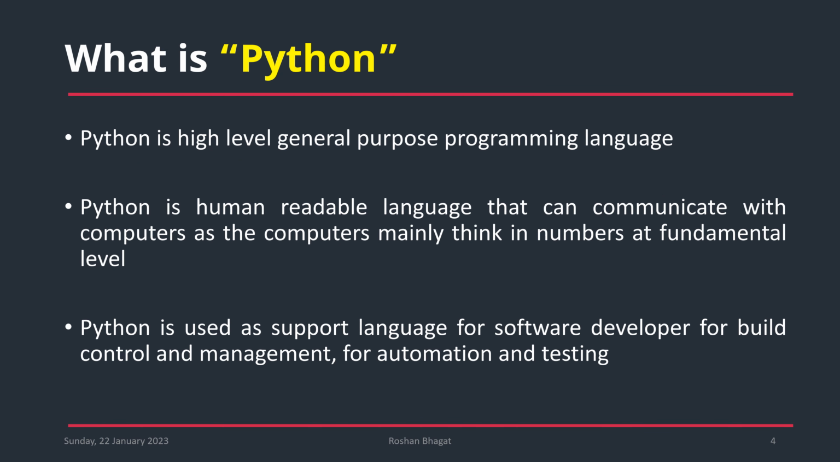So first of all, what is Python? Python is a high level general purpose programming language. Python is a human readable language that can communicate with the computers, as the computers mainly think in numbers at a fundamental level. Python is used to support software developers and for build control and management, as well as in the automotive industry for automation and testing.